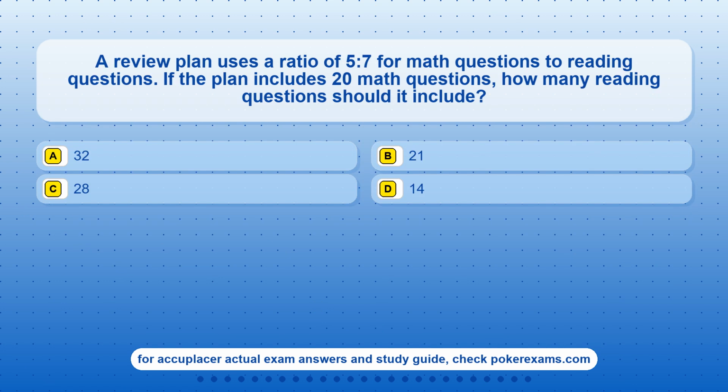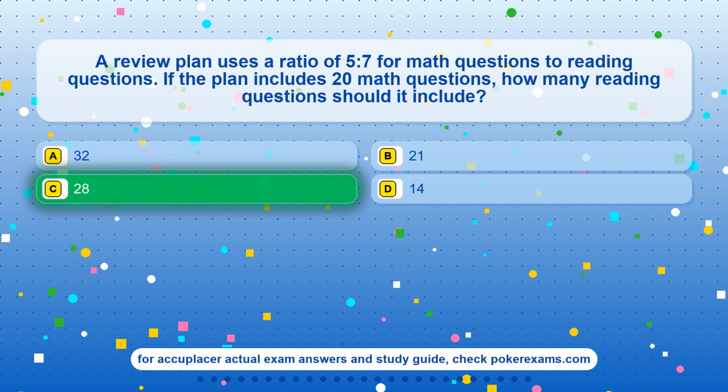Question 21. A review plan uses a ratio of 5:7 for math questions to reading questions. If the plan includes 20 math questions, how many reading questions should it include? Option A, 32. Option B, 21. Option C, 28. Option D, 14.